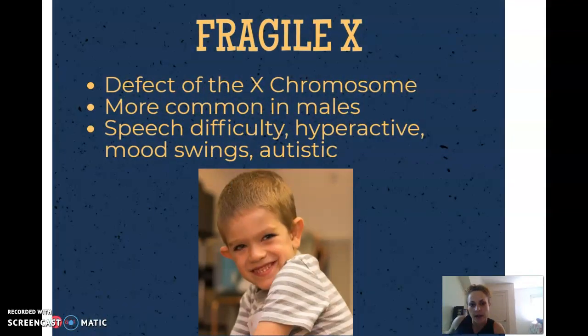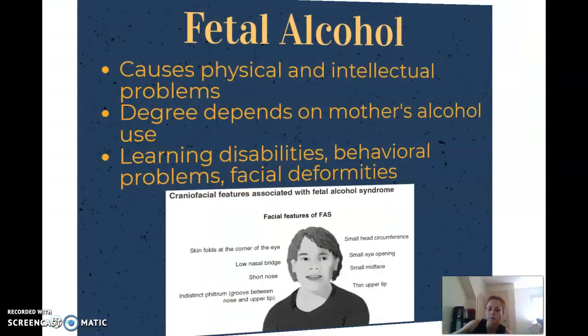So Fragile X is a defect of the X chromosome. It's more common in males, obviously, because it's on the X chromosome. It can lead to speech difficulty. The person may be hyperactive. They may have mood swings. We see that they may be on the autism spectrum. And something interesting is that they have very delicate, almost velvety skin. It's not super common, but you will see it sometimes.